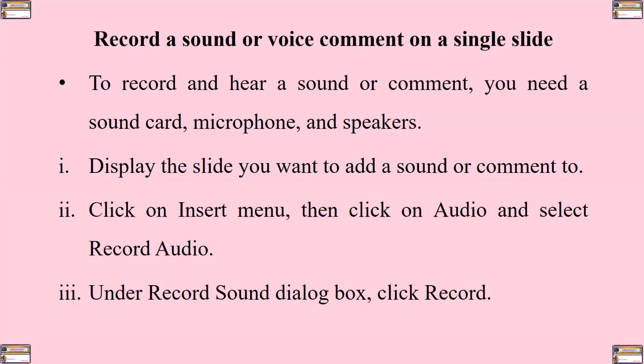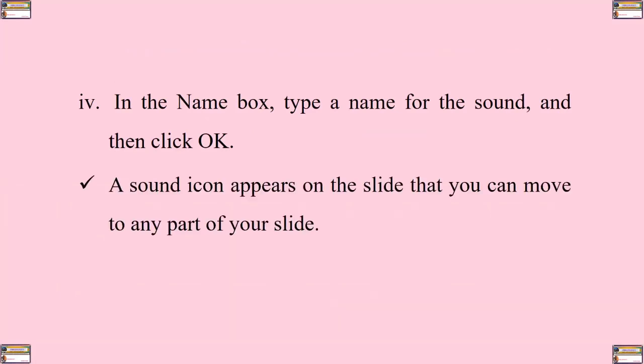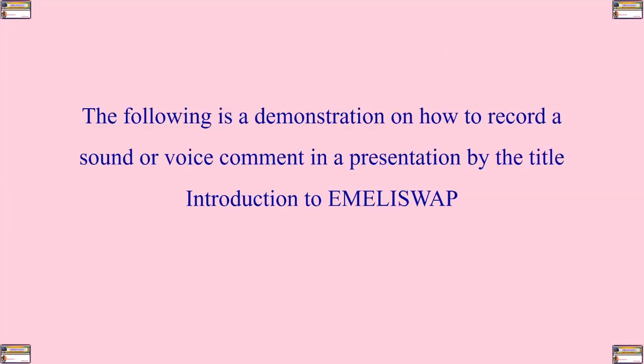At the Record Sound dialog box, click Record. In the name box, type a name for the sound and then click OK. A sound icon appears on the slide that you can move to any part of your slide. So the following is a demonstration on how you can record sound or a voice comment in a presentation by the title Introduction to MediSwap.